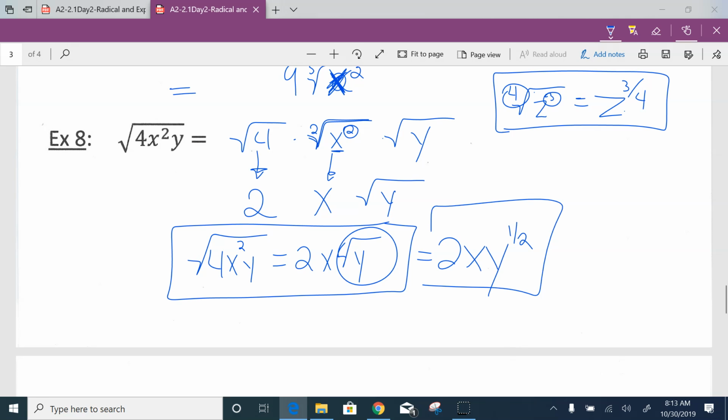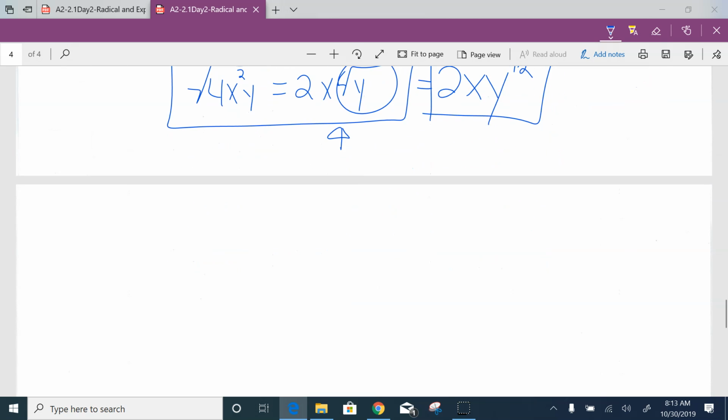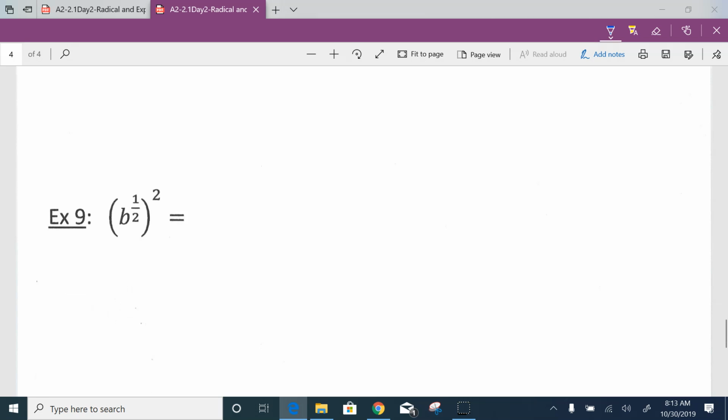So this is truly the right answer. This is mathematically correct, but we didn't want to have the radical symbol. We wanted everything with an exponent. Because that's kind of like the big idea of today's lesson, which apparently I keep messing up on.